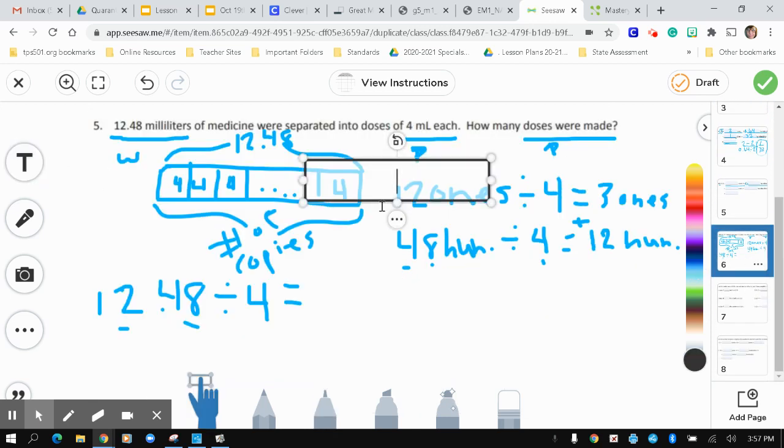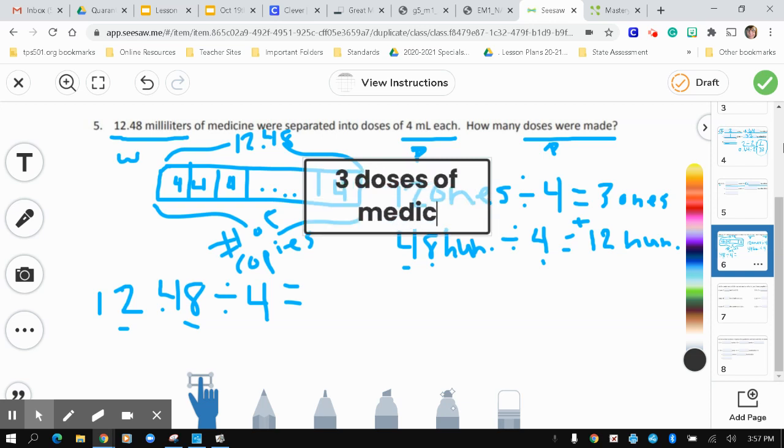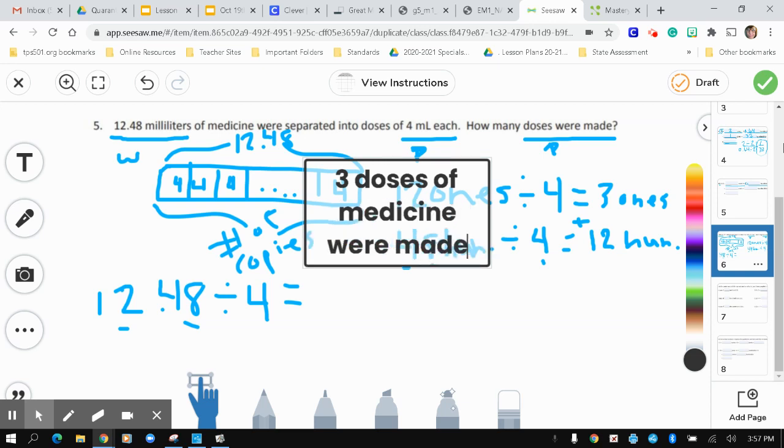So how many doses were made? Well, can I say 3 and 12 hundredths doses were made? I can't, because 12 hundredths of a dose doesn't make sense. So this number is bigger than 3, but it's less than 4. So they were only able to actually make 3 doses of medicine. So that would be my statement.